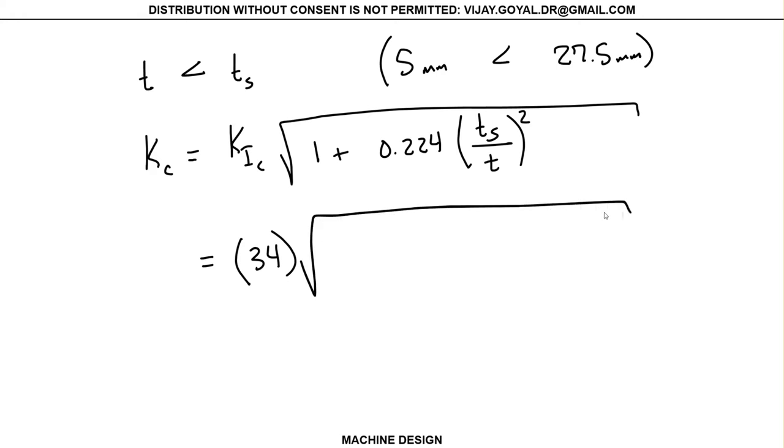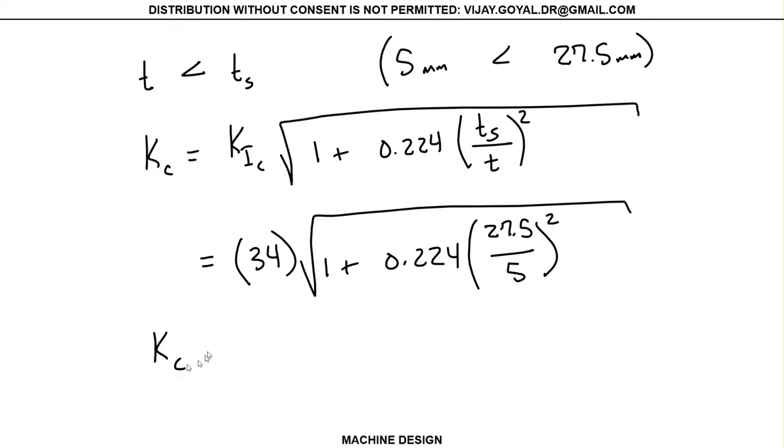34 square root of 1 plus 0.4224. This is 27.5. This is 5 squared. So therefore, the Kc in the problem would be 94.8 megapascal square root of meter.